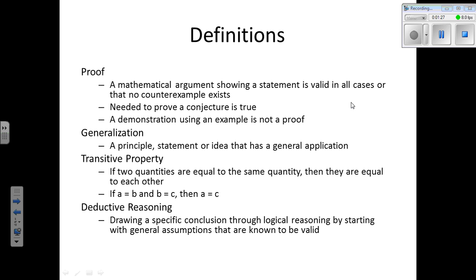Generalization. A principle, statement, or idea that has a general application. Transitive property. If two quantities are equal to the same quantity, then they are equal to each other. If A equals B and B equals C, then A equals C. Deductive reasoning. Drawing a specific conclusion through logical reasoning by starting with general assumptions that are known to be valid.